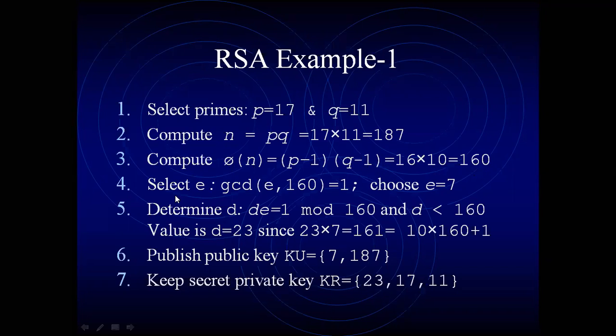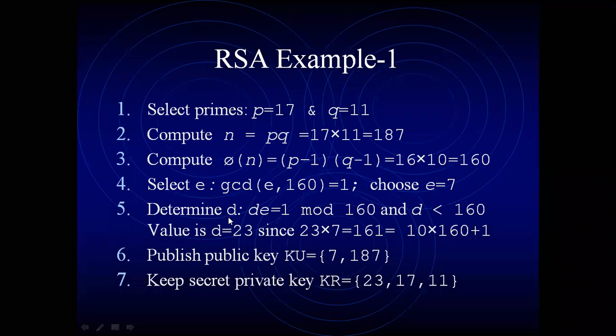Next you have to select E. How are you going to select E? The condition is that GCD of E comma 160 has to be 1. It is easy for some of these sums. We always used to take the value as 7; till now in many problems we have taken 7. That doesn't mean that if you take 3 or 5 it will not work. It will work, but you have to check that the GCD comes out equal to 1.